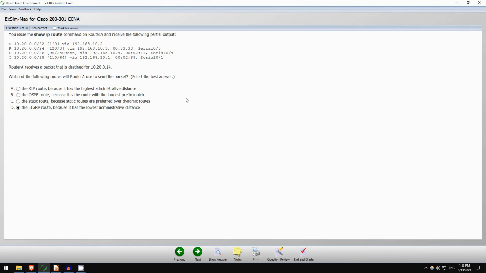So what did I tell you in, I believe it was day 11's video about static routes? How does the router decide which route to use if this destination matches multiple entries in the routing table? And this destination does match all of these entries, so it could use any route. Which one does it use? It uses the most specific match. And most specific means the longest prefix. So that is /28. So it should use this OSPF route and send the packet to 192.168.10.1 out of its serial 0/1 interface. So I think B, the OSPF route, because it is the route with the longest prefix match, is the correct answer. Let's check.